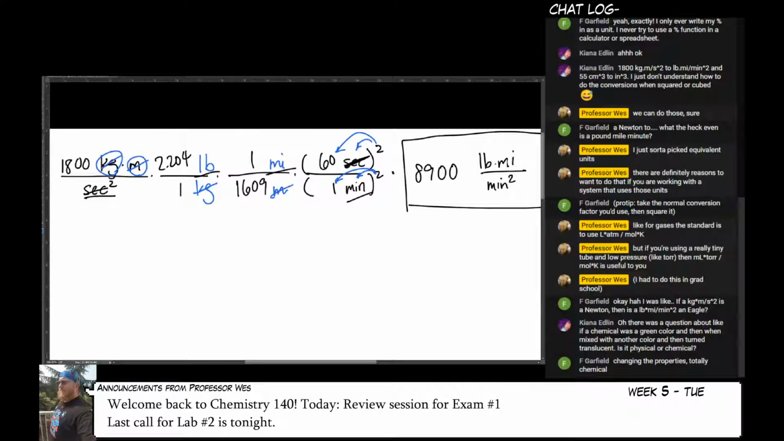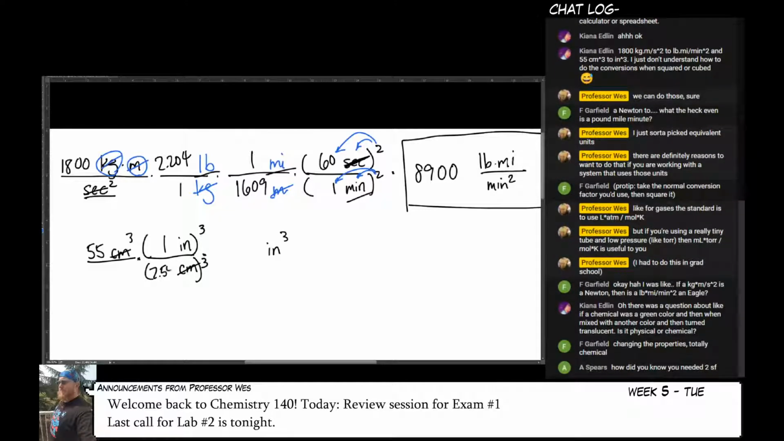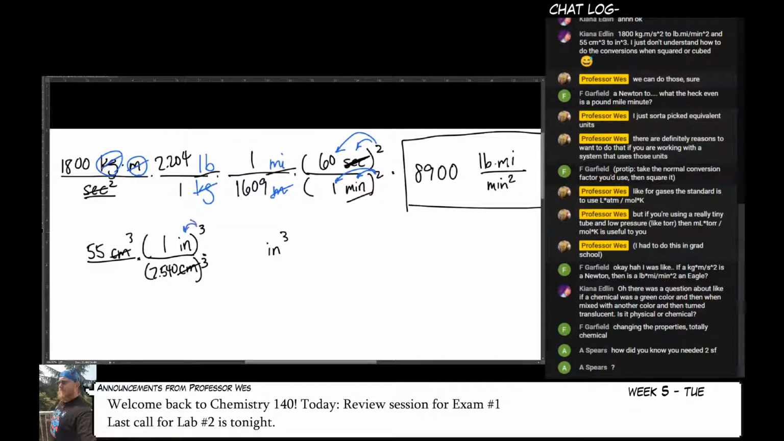All right, so the next problem looked like this one: 55 cubic centimeters to inches cubed. Same sort of process. So if I want to get inches cubed out, I would need to turn centimeters into inches. But that would only cancel one of the centimeters. I need to cancel a cubed centimeter. So we'll cube the whole thing. And then we'll write the one-dimensional unit. One inch is 2.540 centimeters here. And then remember, my cubed goes in to all these things.